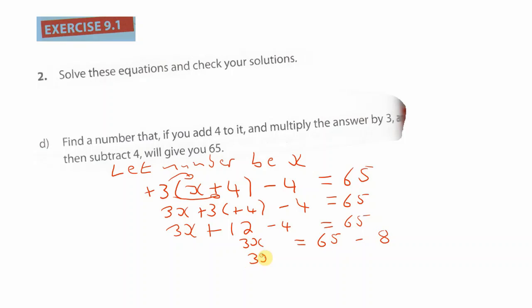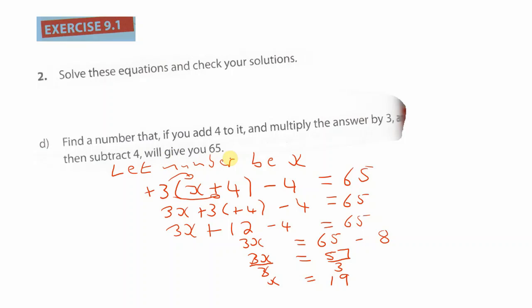So now we have 3x equals 65 minus 8, which is 57. But we don't want 3x, we want x. So we have to get rid of the 3. We will have to divide to get rid of it. What we do to the left, we will have to do to the right. So 20 times 3 we know is 60, so 19 times 3 is 57, so therefore x is 19.